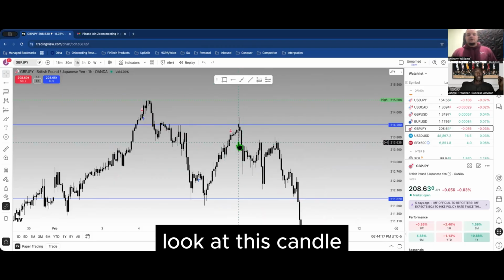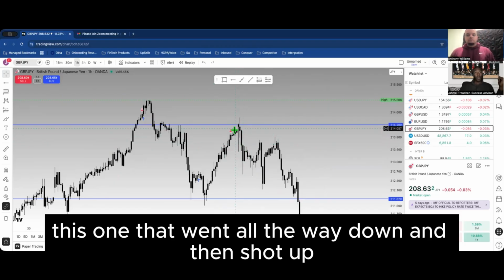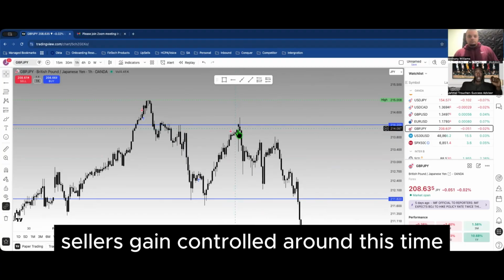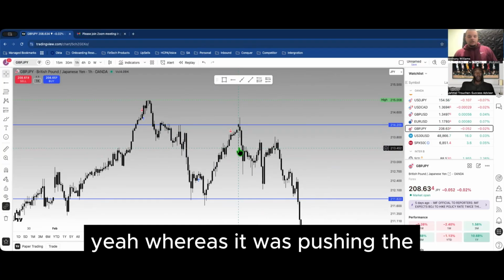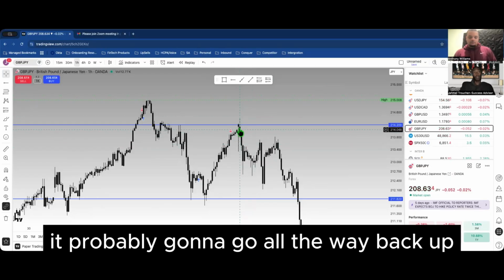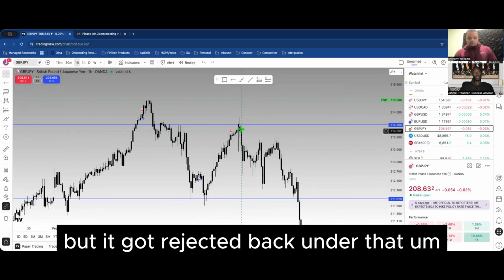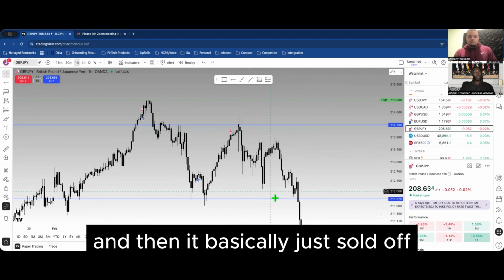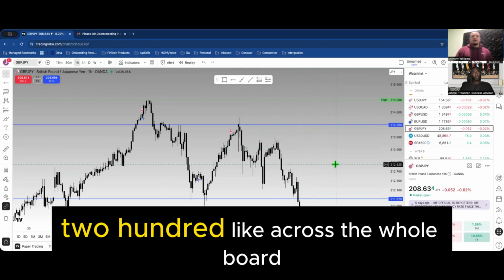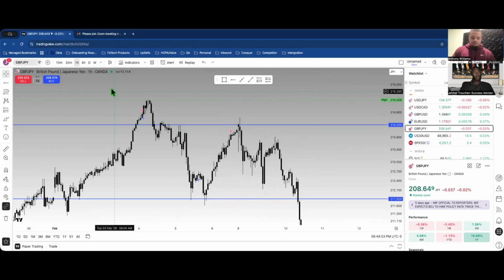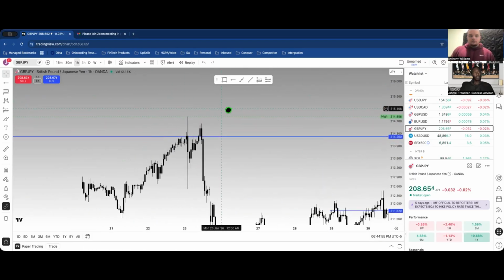But even look at this candle. This one went all the way down and then shot up. So in my head I was thinking, oh, sellers gain control around this time, whereas it was pushing the price up. So I'm like, oh, it's probably gonna go all the way back up, which it broke, but it got rejected back under that price, and then it basically just sold off. And where you have that 214 200, across the whole board, when we're under that line, it's just sells when we're under it.